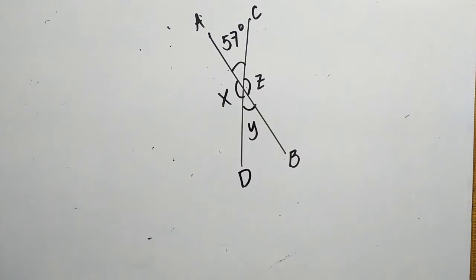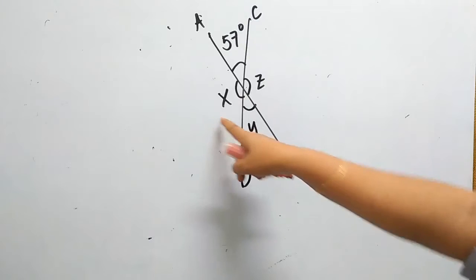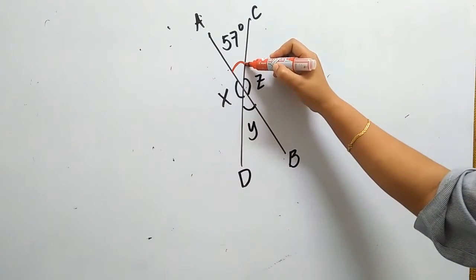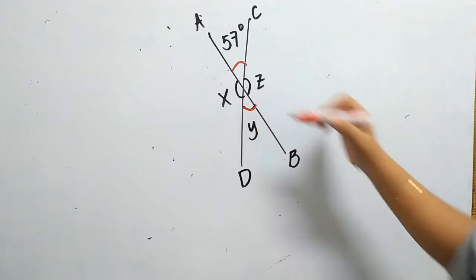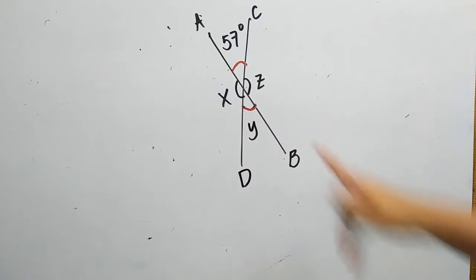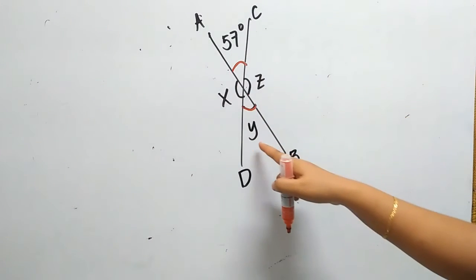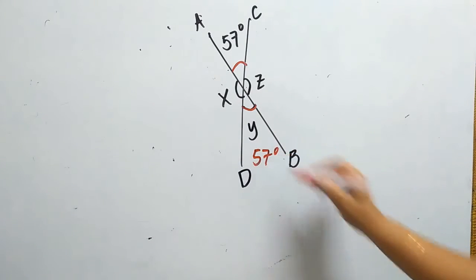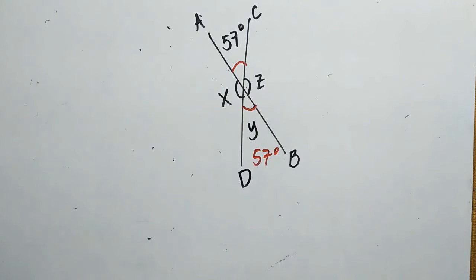Okay, we have here the first problem. We have to find angle X, angle Y, and angle Z. So what did you notice about the angles? Very good. You can spot already that this angle and angle Y are vertically opposite. And vertically opposite angles are equal. It means if this is 57 degrees, angle Y will be 57 degrees.